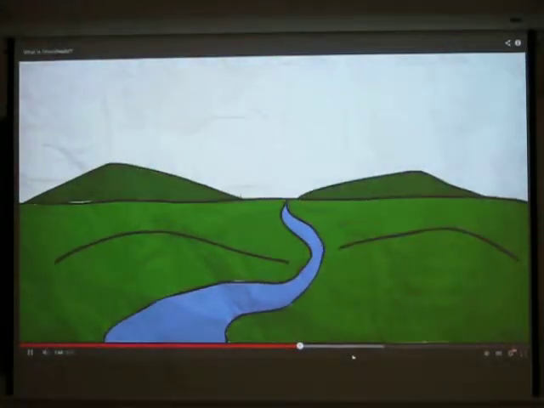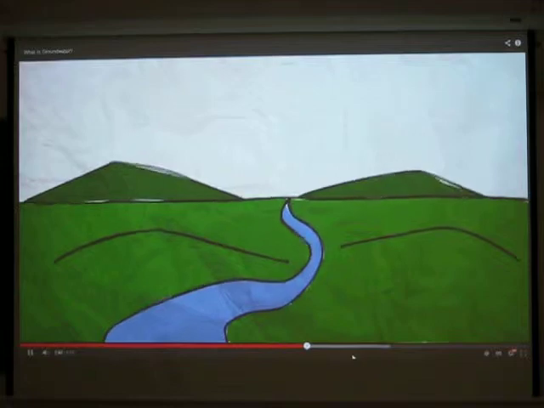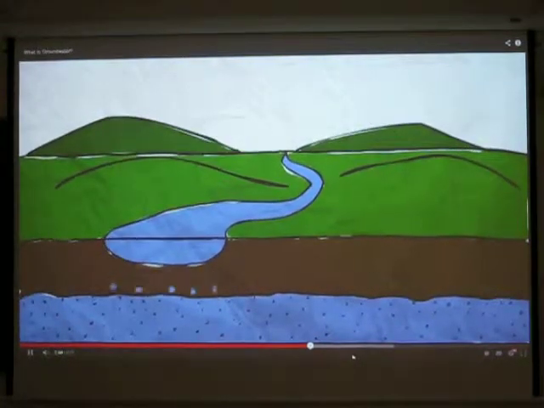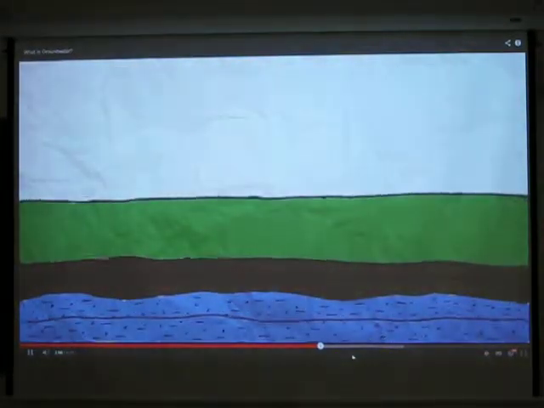Surface water can also become groundwater. If a body of surface water flows above the water table, water can seep down through the sediment and help fill the aquifer. Of course, there's another way that groundwater can leave the ground.